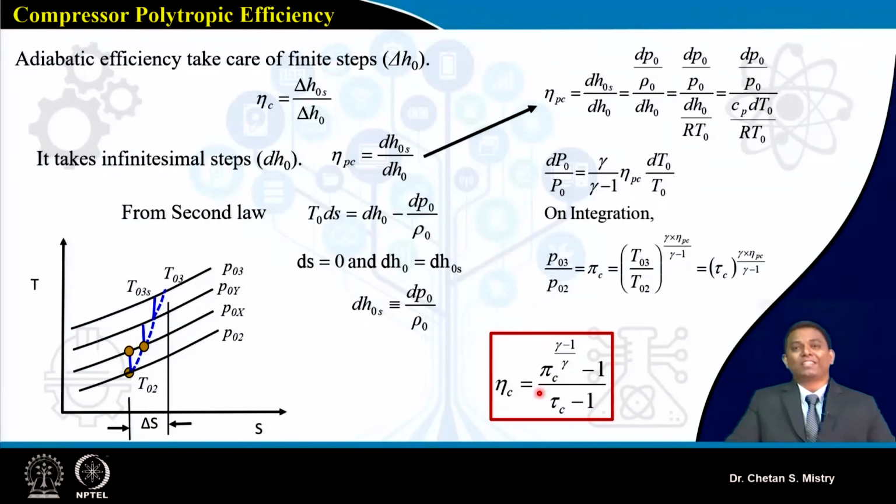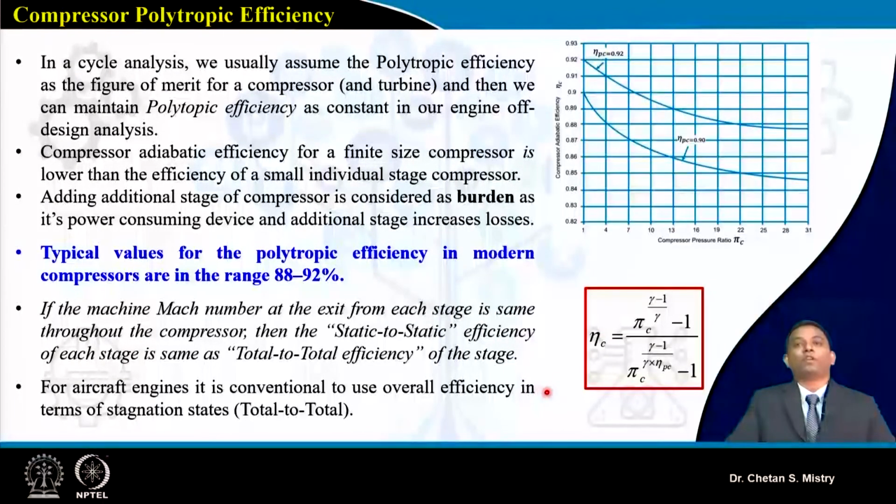Okay, so let's try to understand the meaning and the physical interpretation of this equation. Here, this represents my compression ratio, and this represents my adiabatic efficiency. So here my polytropic efficiency is 0.9, and here I am assuming my polytropic efficiency to be 0.92.